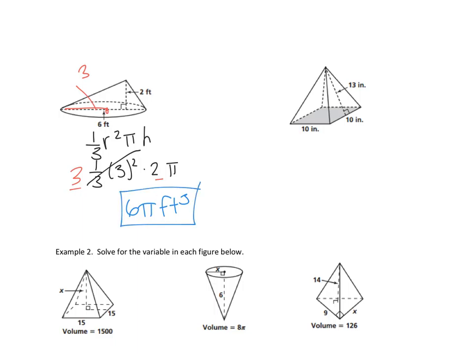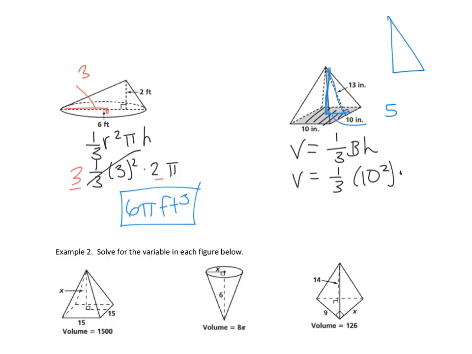And then this one, volume equals 1/3 the area of the base times the height. So volume equals 1/3 the area of the base is 10 squared. And the height is going to be, draw in this right triangle. This distance right here is 5. So that's 5. And now you have a right triangle. So it's going to be, I'll draw this off to the side.